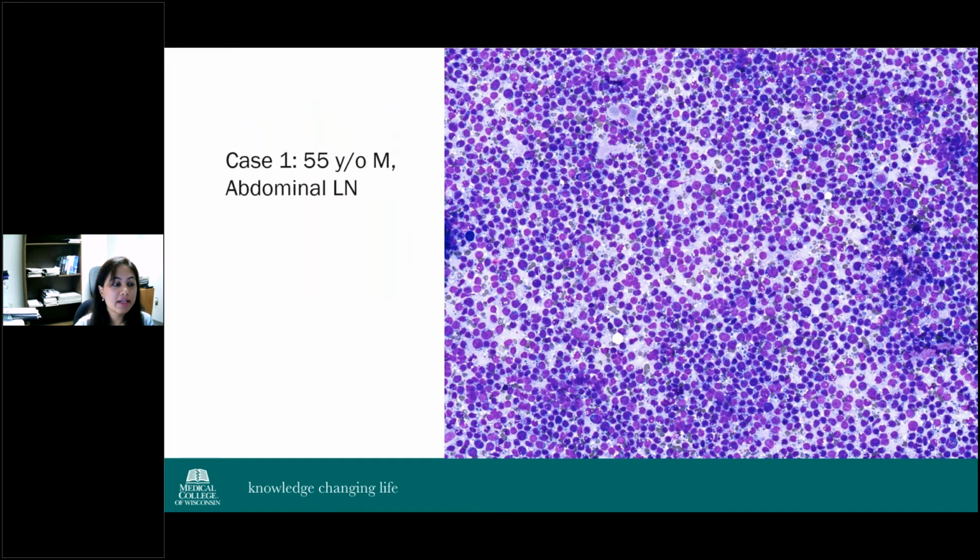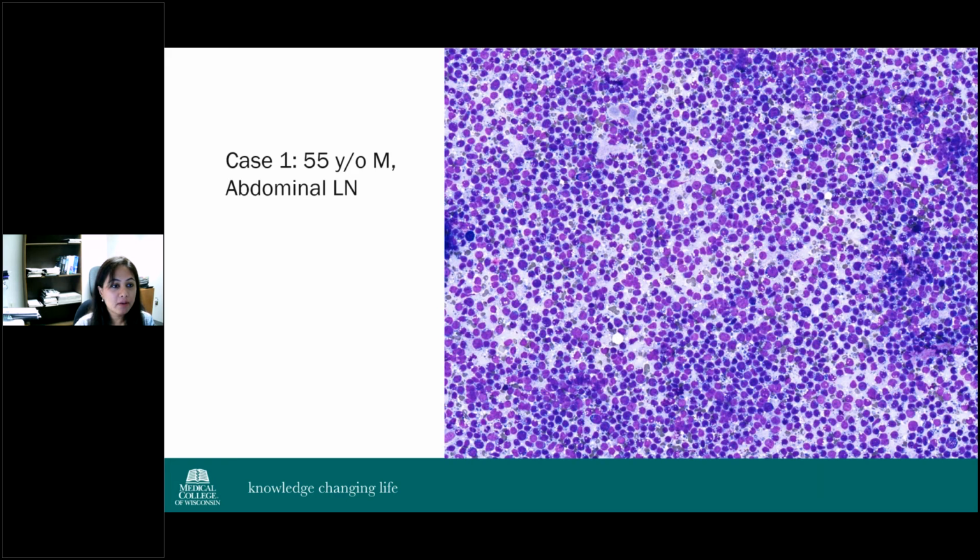Armed with this knowledge, let us take a look at our first case. So this right here is a 55-year-old male who had an abdominal lymphadenopathy. If we look at the smear at low magnification, we see that it is pretty cellular. There is a mixture of cells, and even at this magnification, it seems that there is something which looks like small vacuoles in the lymph node cytoplasm.